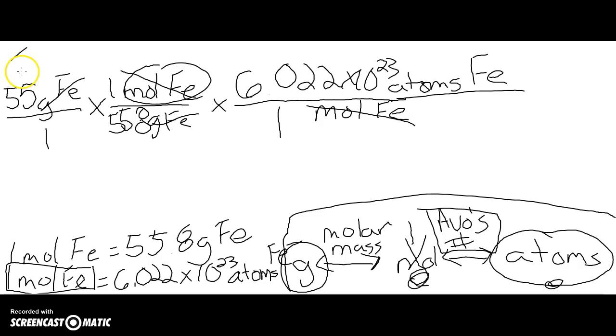So it's 55 times 6.022 times 10 to the 23 in parentheses. Multiply that and then divide whatever number you get by 55.8. Your units are going to be atoms of Fe because that's all that you have left over, and that's what your problem asked for. And that is how you solve those type of problems.